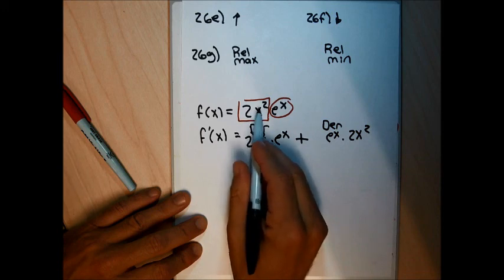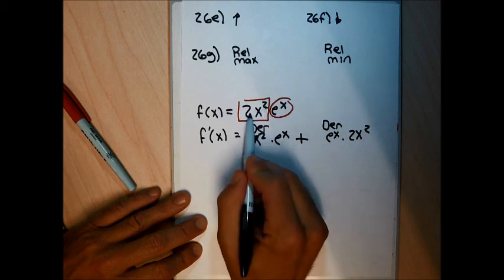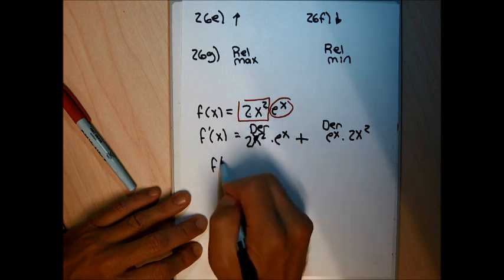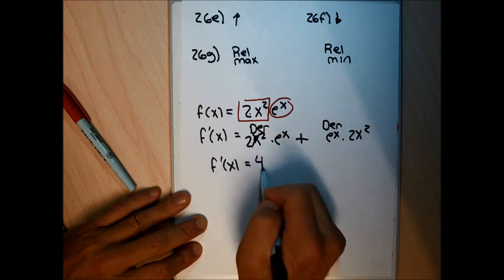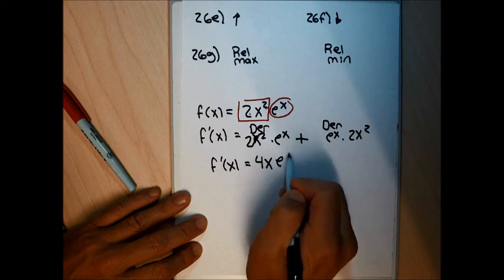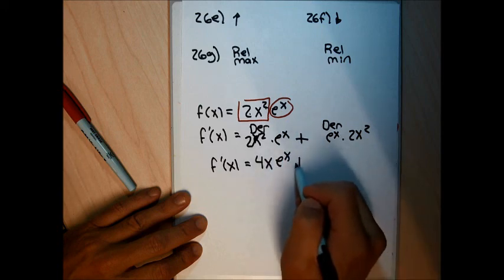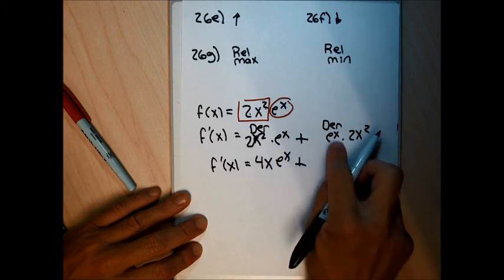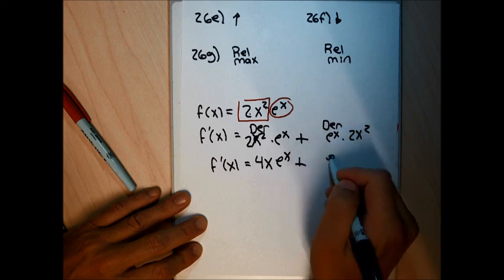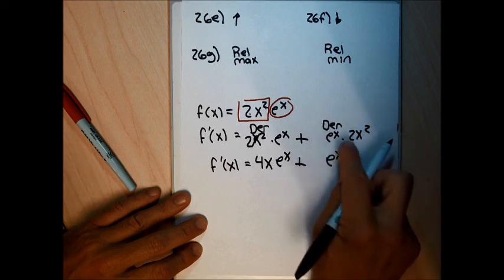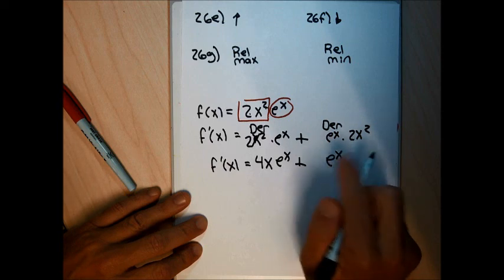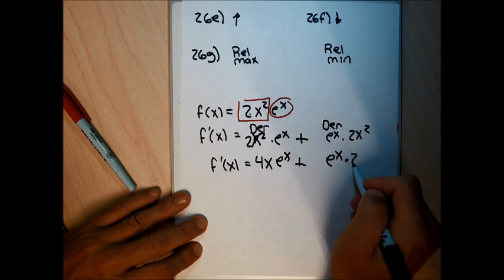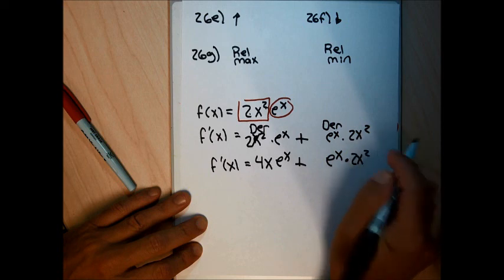The derivative of that 2x squared, you just multiply the 2 by 2 and get 4, lower the exponent by 1. The derivative of 2x squared is 4x. I'm going to multiply that by the e to the x function. And then plus the derivative of any e function is just that e function times the derivative of its exponent. The exponent is 1x. Its derivative is just 1. And I'm not even going to write that 1, but I could write a 1 preceding that e function. And then I'll bring down the 2x squared.